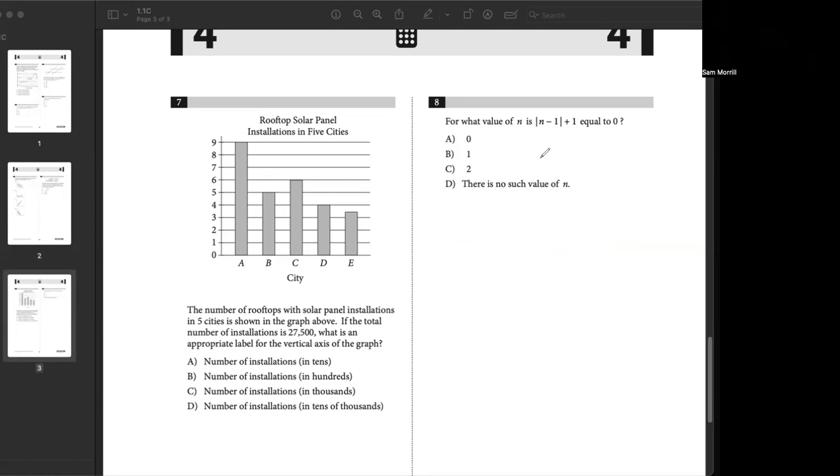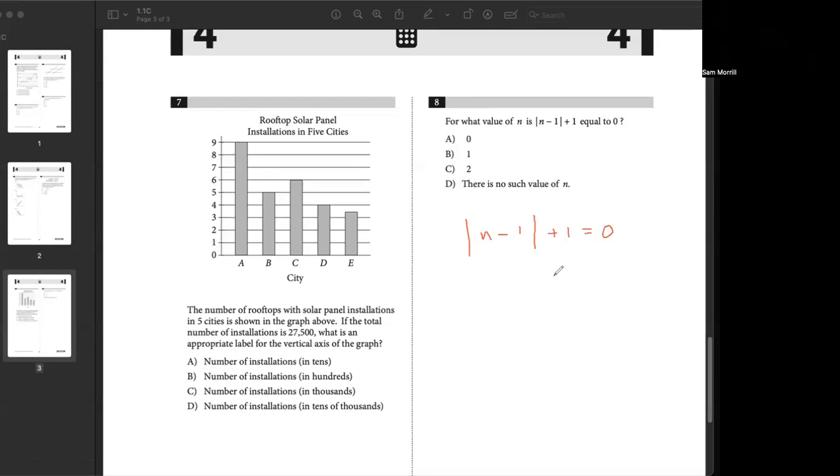So the way I'd like to do this is I would just write out the question as an equation. It's asking us for what value of n is this expression, the absolute value of n minus 1, plus 1, equal to 0. So we can just write that out as an equation: the absolute value of n minus 1, plus 1, is equal to 0.